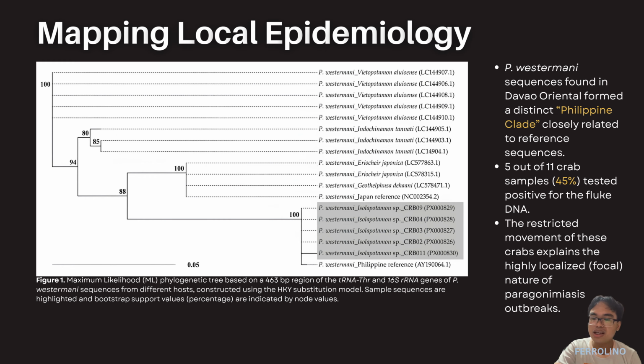The genomic surveillance allows health authorities to map the specific rivers and barangays, providing a level of precision that traditional national surveys cannot provide. What we can conclude from this recent study is that only through molecular sequencing can we map these true ecological pathways and move toward the eventual elimination of paragonimiasis in Mindanao.